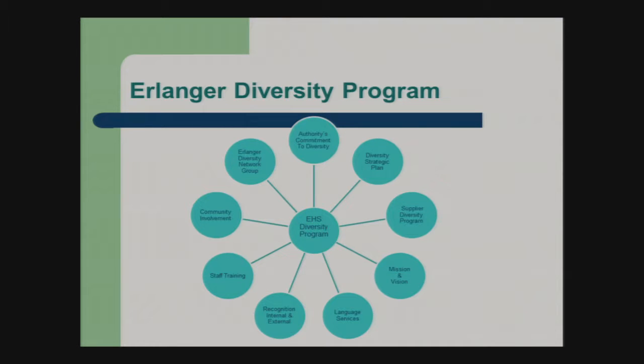This is a diagram of what we are involved in as far as our diversity program. We do have a diversity strategic plan. We do try to be available in the community, and mainly our goal in the community is to present Erlanger in such a way that everyone wants to first come to Erlanger. We also train our staff, externally and internally, to work with the different diverse programs of Erlanger.